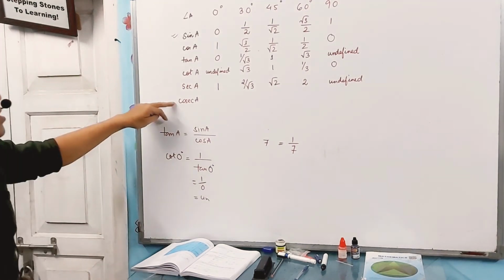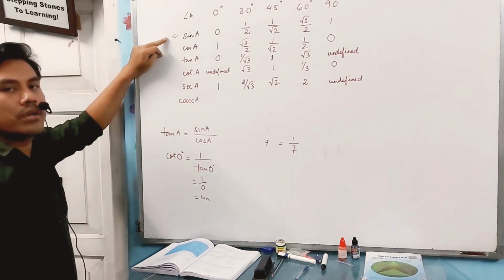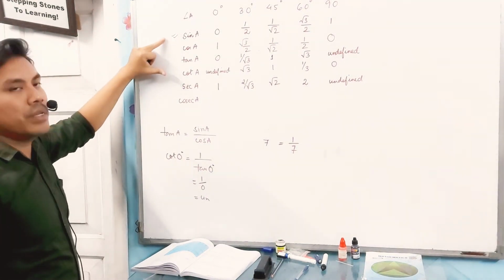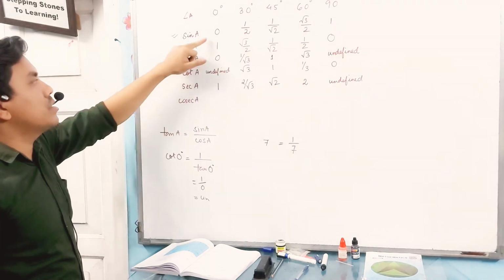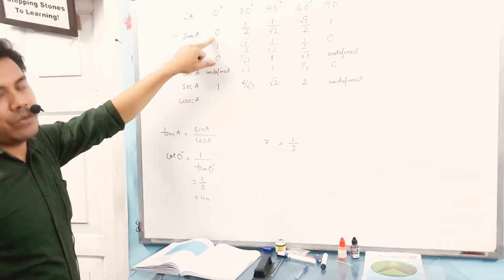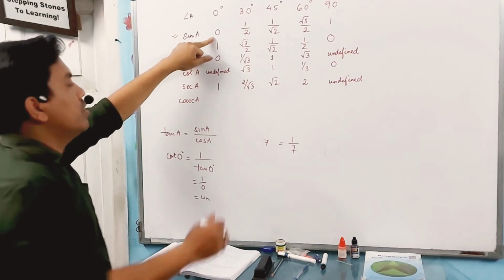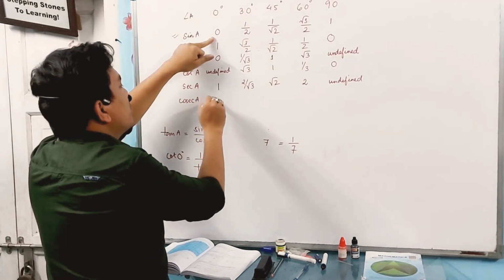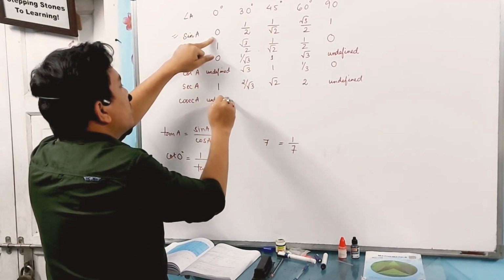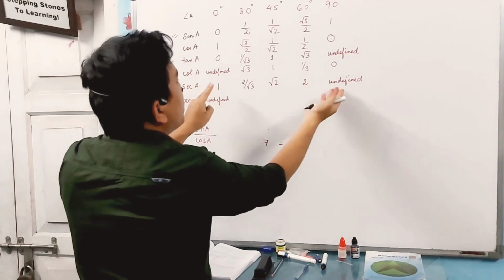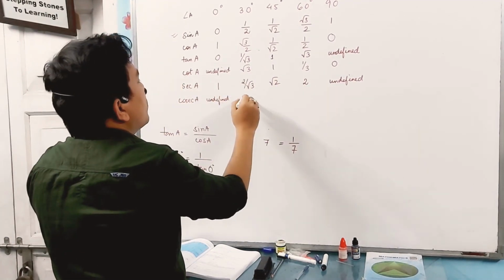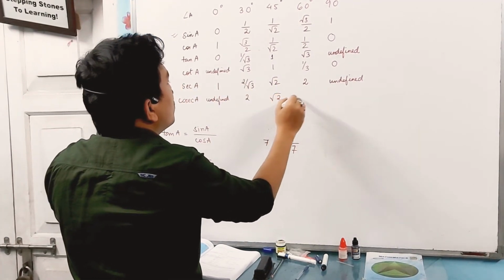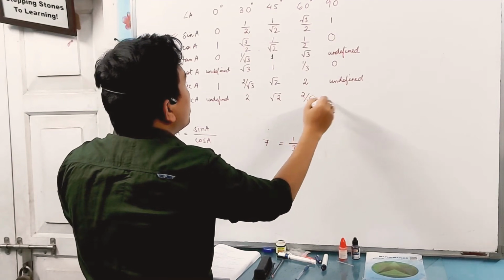Again, cosec A is the reciprocal of sine. That is cosec 0 will be 1 by sine 0. What is sine 0? 0. 1 by 0 means undefined. So, what we have to do? Same thing we will get. We just have to reverse this part. Just reverse it. What do you get? 2, then root 2, 2 by root 3, and then 1.